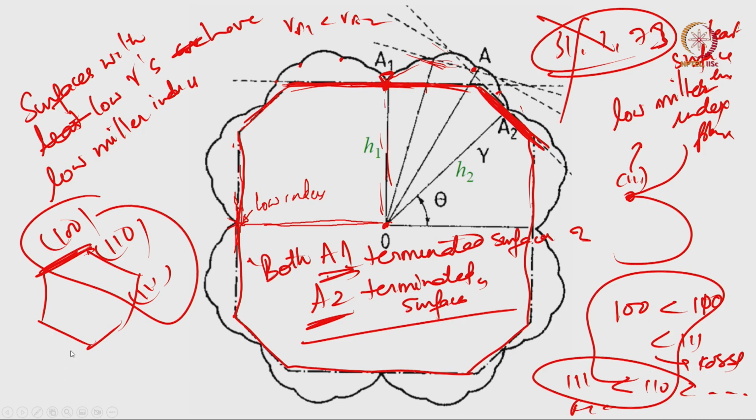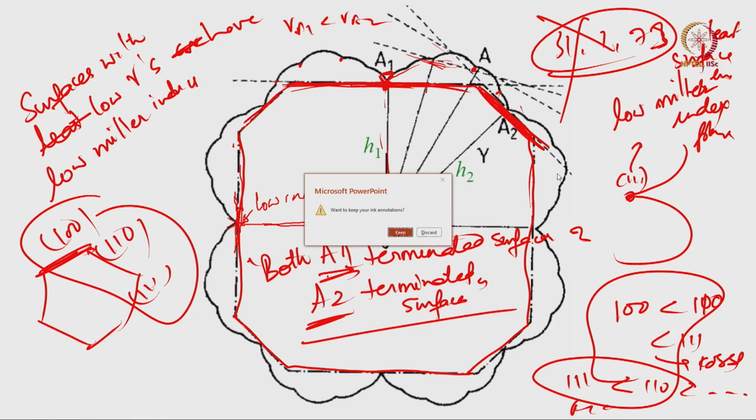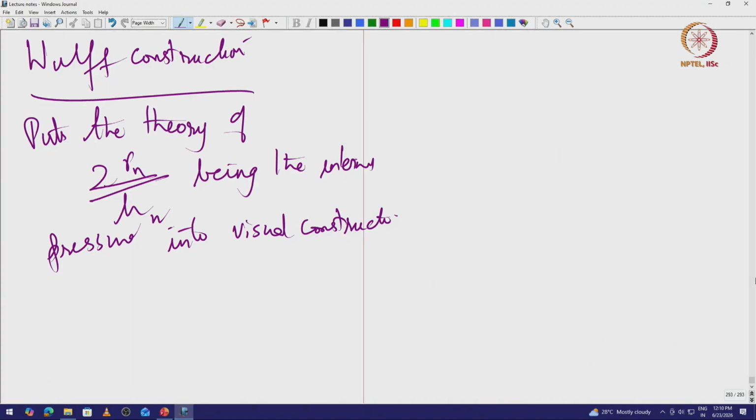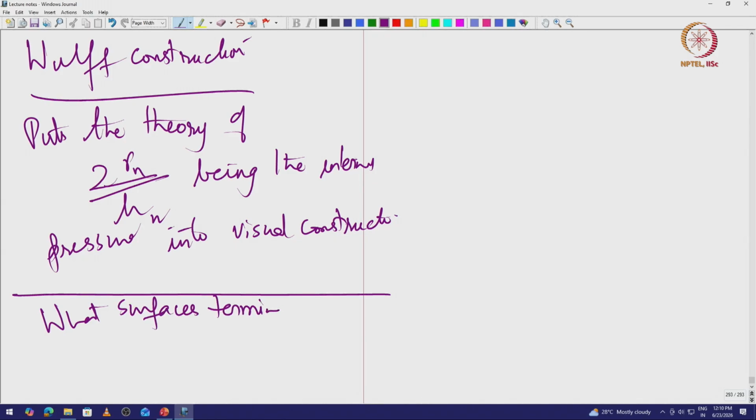Okay. Now why is that the case? That is the case because typically, what surfaces terminate a crystal? It is not the computation of gamma, gamma is not the most important parameter.